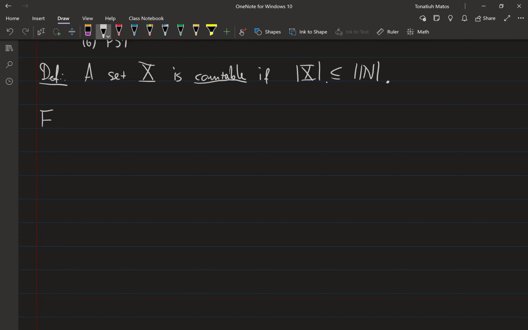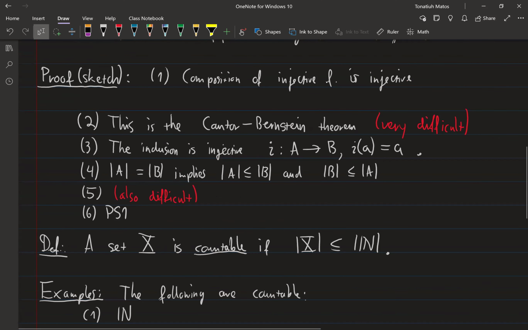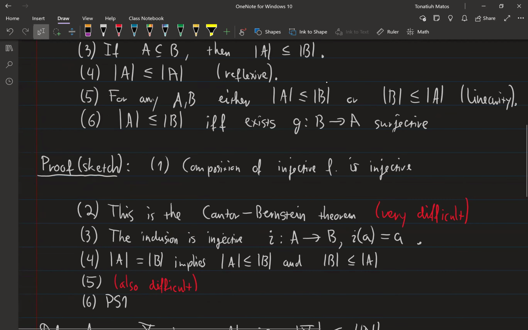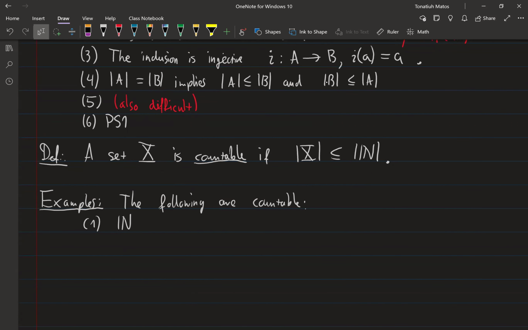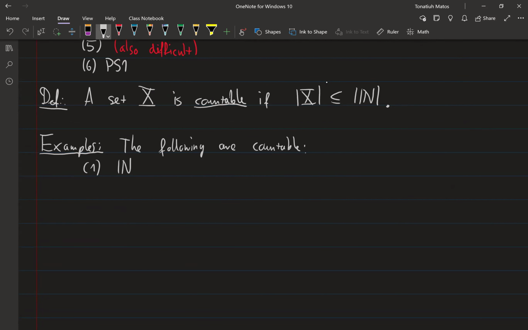So maybe let's start doing some examples. What countable sets do you know? So the naturals are countable, right? The following are countable. The natural numbers are countable because, well, this is property, what is it? Property 2. No, sorry, property 4, right? Any set is less than or equal to itself, so the naturals are obviously countable by definition.